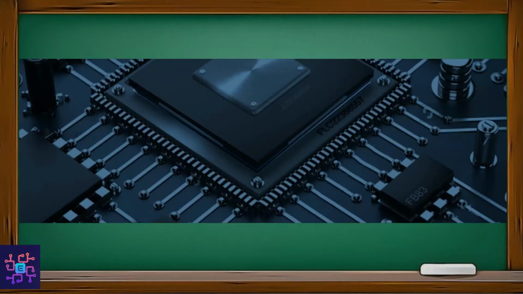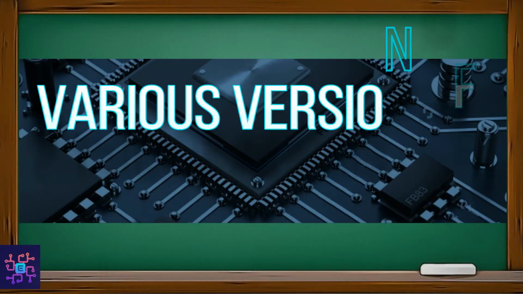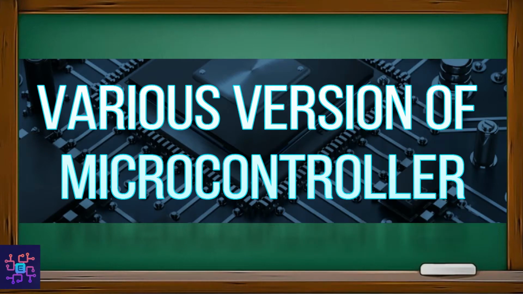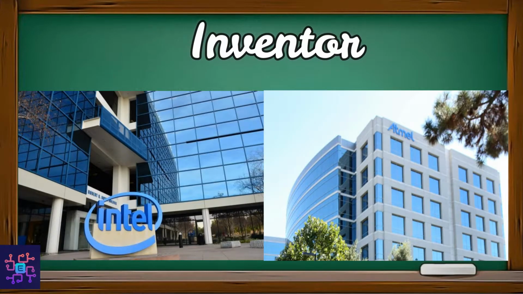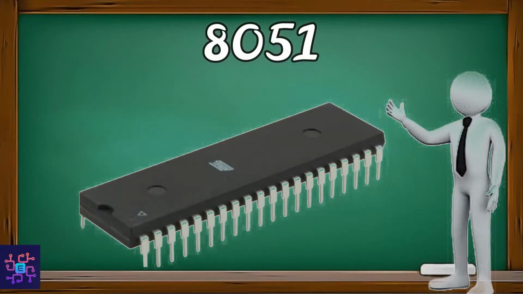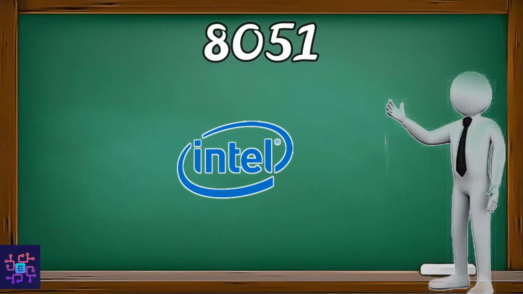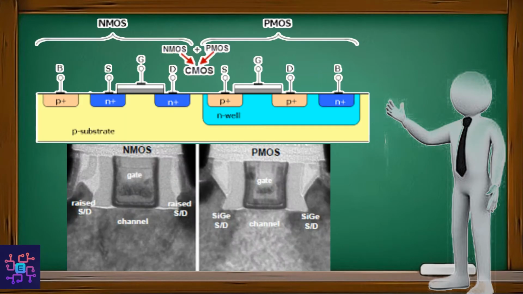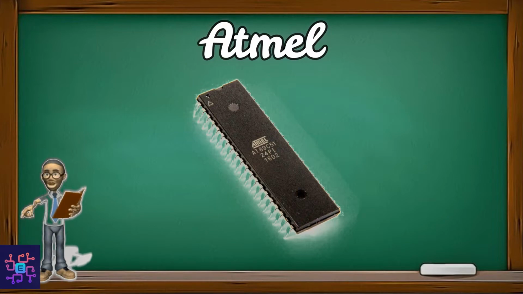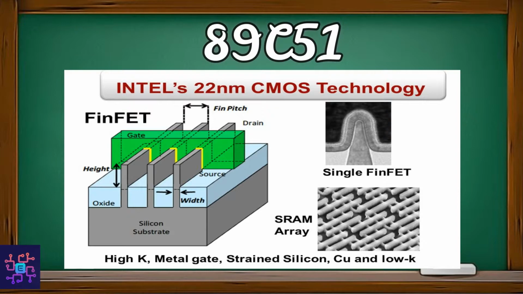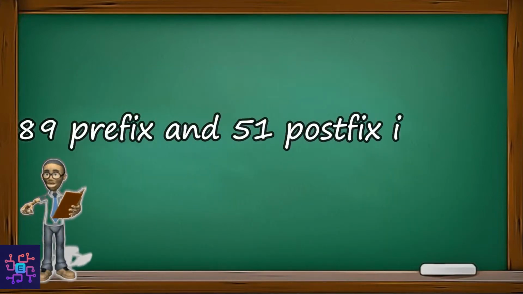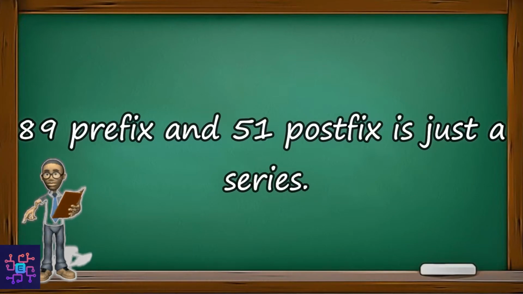In this video, we will learn about the various versions of microcontrollers that were invented by Intel and Atmel. The first microcontroller, 8051, was made by Intel and it is made with either PMOS or NMOS technologies. Later, Atmel came up with 89C51. Here C means CMOS technology is used to build this controller. 89 is the prefix and 51 is the postfix. It is just a series.